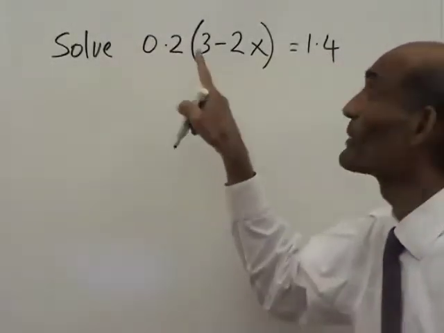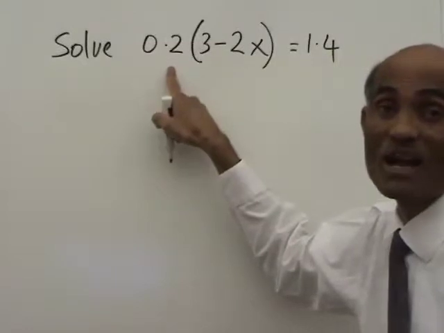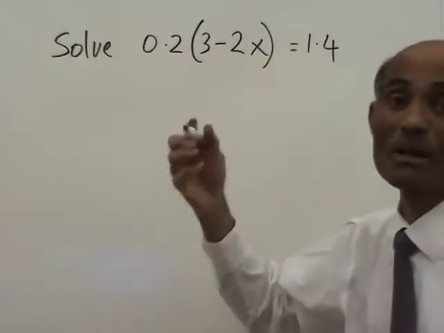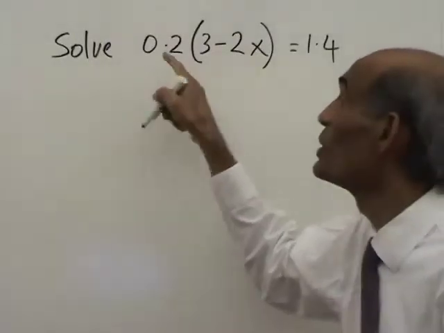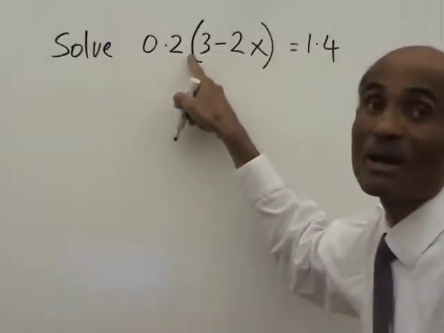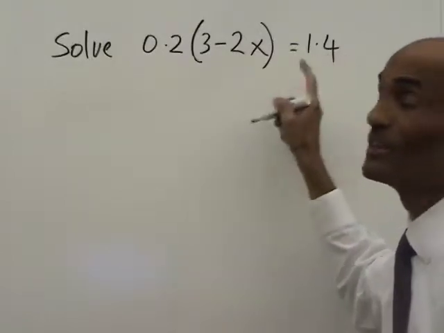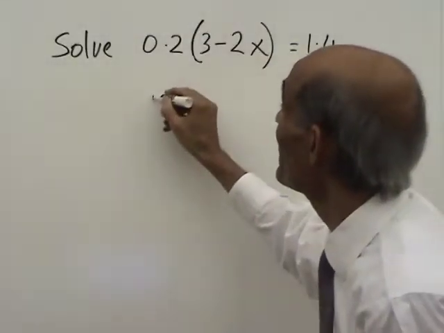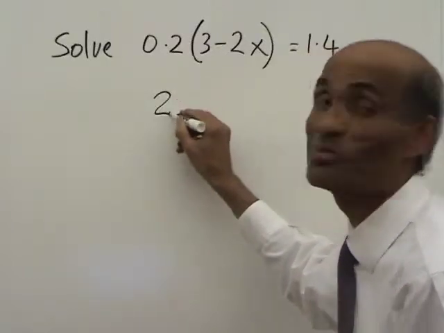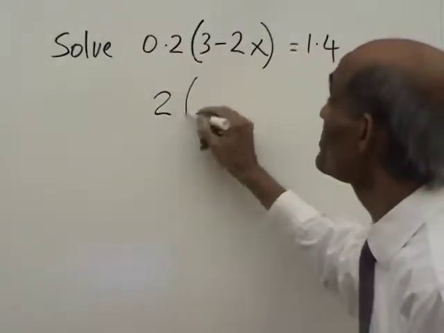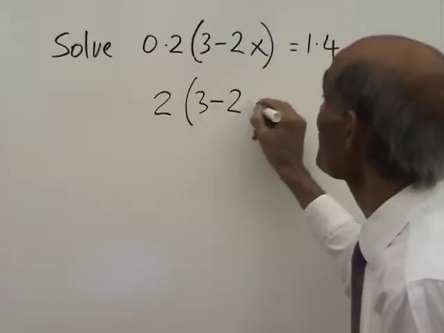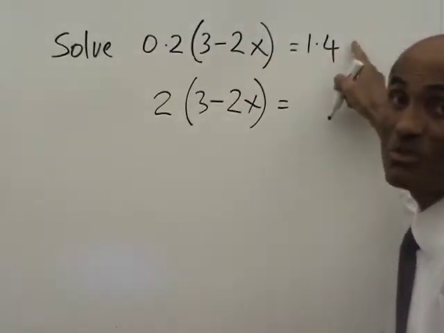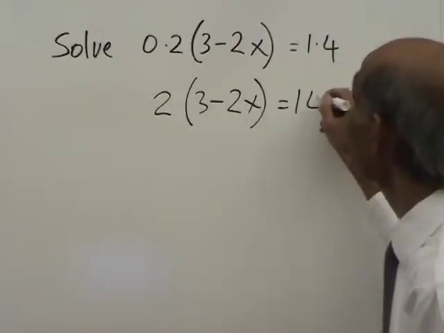What do we do? Multiply the left side by 10, the right side also by 10. Multiplying by 10 simply means move the decimal one place to the right. So move the decimal one place to the right. Here 0.2 will become 2. 2 times (3 minus 2x) equal to, moving the decimal one place to the right, here will make it 14.